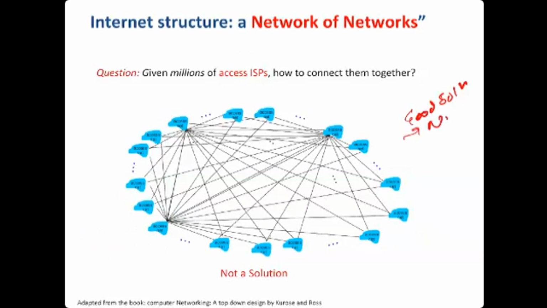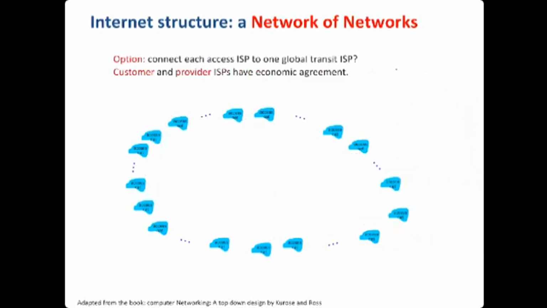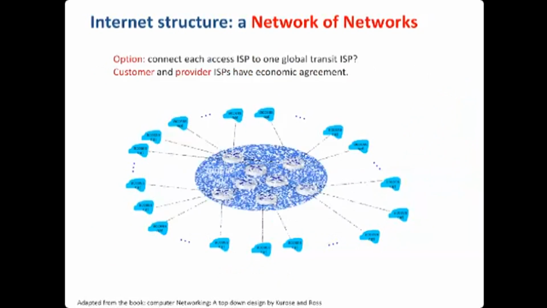No. Why? In order to fully connect n nodes, you need order n squared connections, right? As n grows big, this n squared goes very, very big. It's impossible. So a better solution is that you have global ISPs, a second level of ISPs.